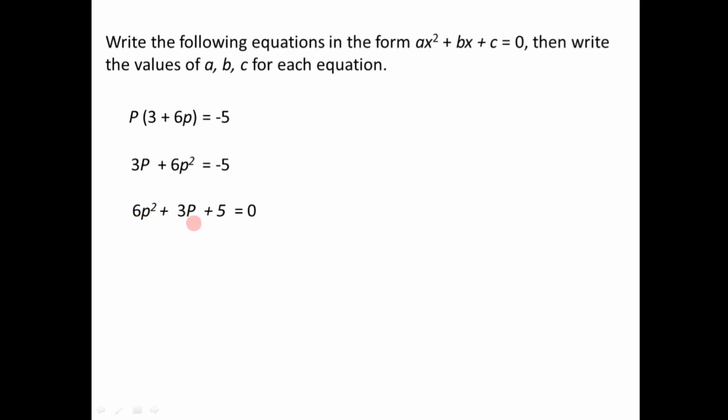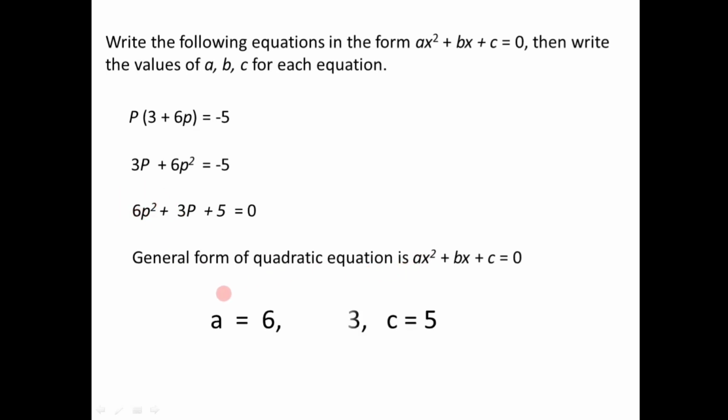So this is the equation in the form ax squared plus bx plus c is equal to 0. To find the values of a, b and c, we have to compare this with the general form of the quadratic equation. So the coefficient of the first term is 6 here, so the value of a is 6. The coefficient of the middle term is 3, that's why the value of b is 3, and the constant term is 5, that's why c is equal to 5. So these are the values of a, b and c for the given equation.